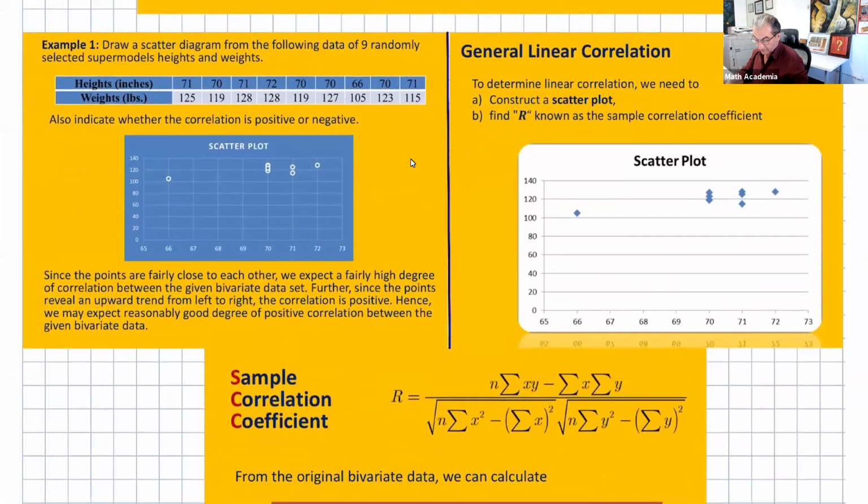So let's read this. Since the points are fairly close to each other, we expect a fairly high degree of correlation between the given bivariate data set. Further, since the points reveal an upward trend from left to right, the correlation is positive. Hence, we may expect a reasonably good degree of positive correlation between the given bivariate data. Let's see if that's true.